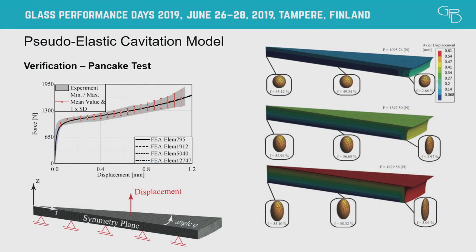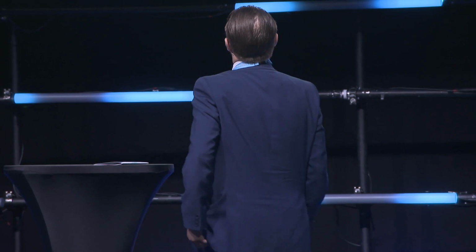Now we are going to extend this model to the cyclic behavior. For the cyclic behavior, we experimentally analyzed the dog bone test. So we have the classical Mullins effect, softening, and then we additionally extended it to the volumetric behavior that we saw in our experiments.